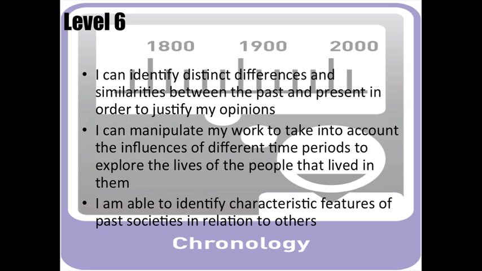At Level 6, students can identify distinct differences and similarities between the past and present in order to justify their opinions, seeing not just similarities but differences, and again understanding the process of continuity. Students can manipulate their work to take into account the influences of different time periods to explore the lives of the people that lived in different times. And students are able to identify characteristic features of past societies in relation to others, so the ability to divide up time and compare and contrast different periods in history.